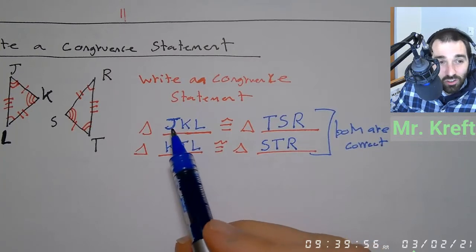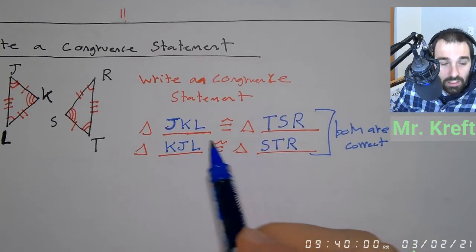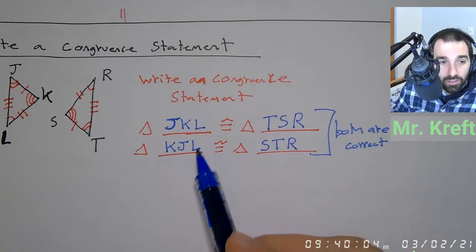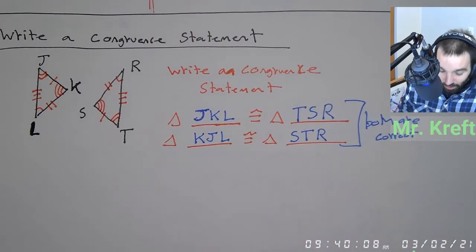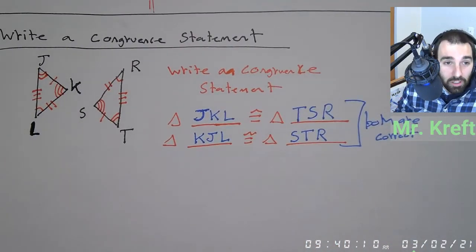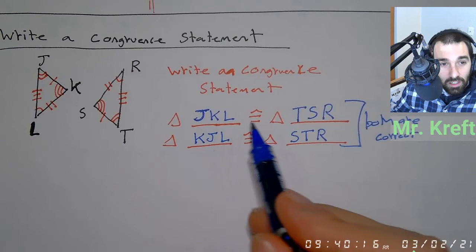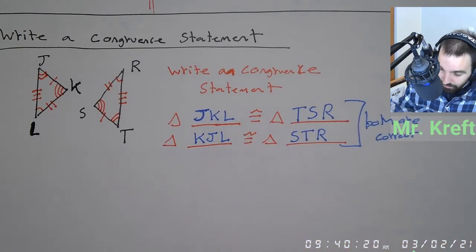So all that matters, and that's how you can check your work, is does J go with T? Yep, J goes with T. Does K go with S? Yep, K goes with S. And does L go with R? Okay, so that's all there is to it, guys. So if you're given a picture and you have to write a congruency statement, you just start by writing your first triangle, and then just make sure that the second triangle, all the letters are corresponding.